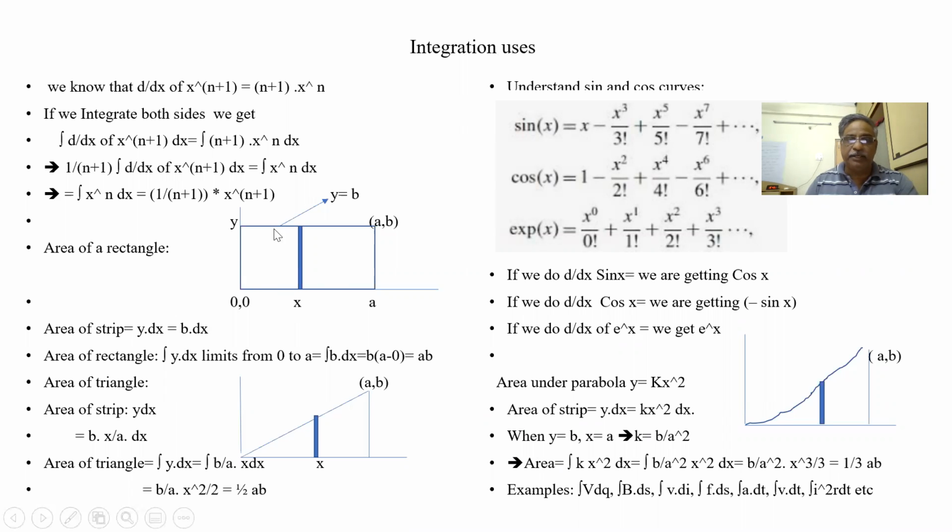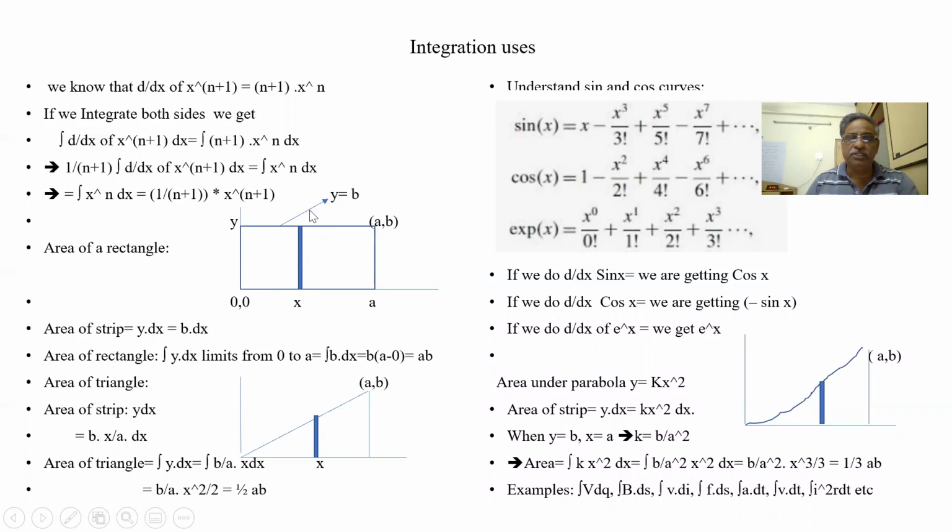Suppose there is a rectangle. I want to find out the area. So we take a small strip x, width of dx. So what is the area of this strip? Y into dx. And such strips we are adding from 0 to a. So total area is integral y dx, limits from 0 to a, because x is varying from 0 to a.